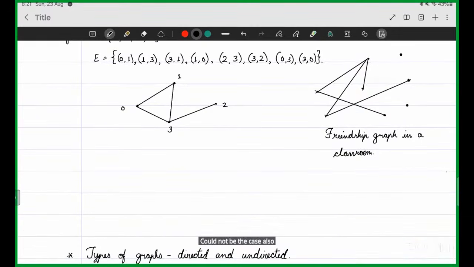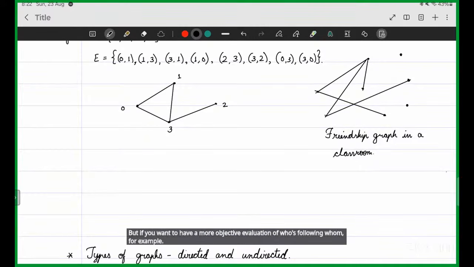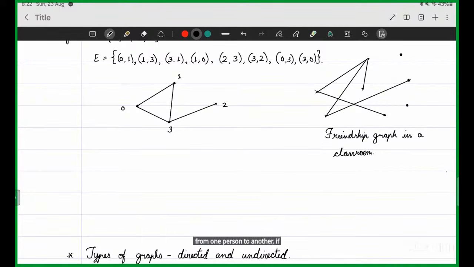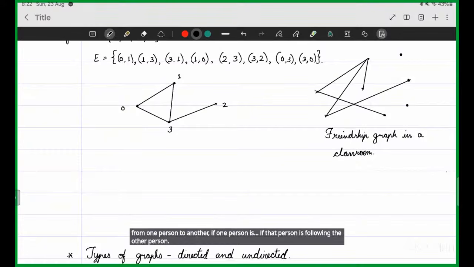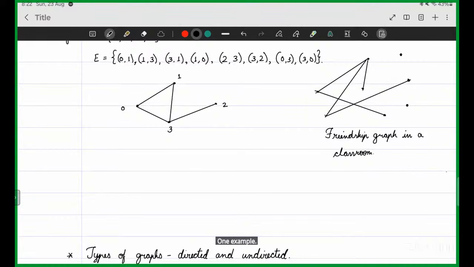But if you want to have a more objective evaluation of who's following whom, for example, you could just track the Instagram accounts of the people in a classroom and draw arrows from one person to another if that person is following the other person. So that is also one example. That would be a directed graph, of course. Following may not be bidirectional.